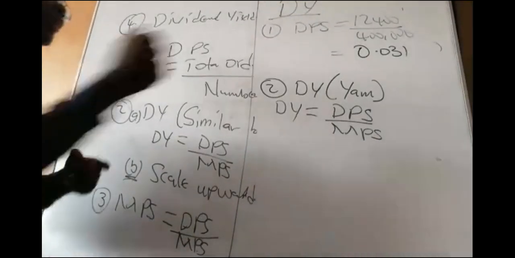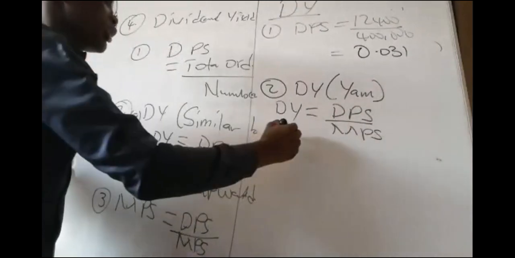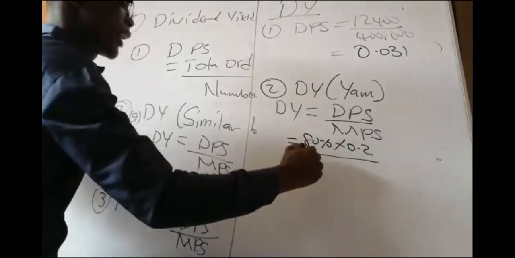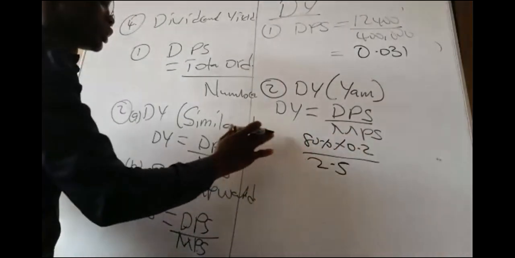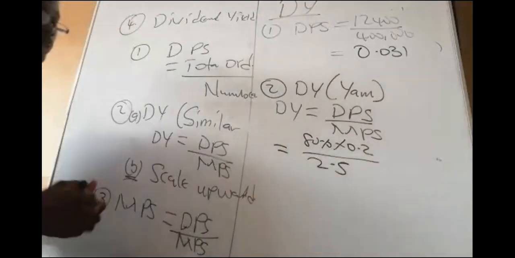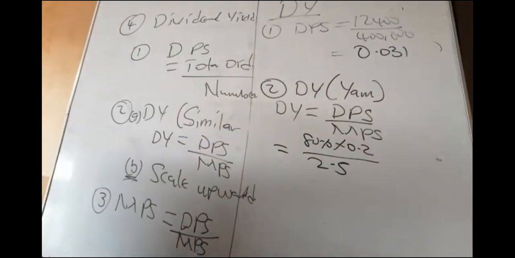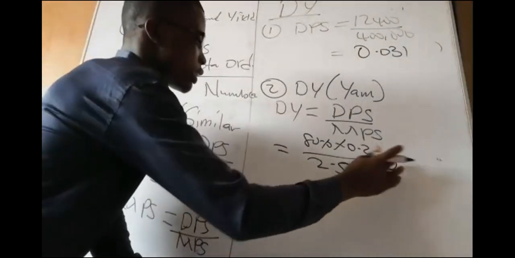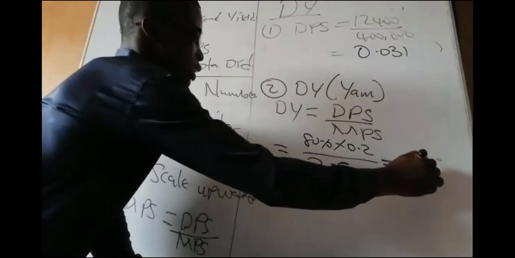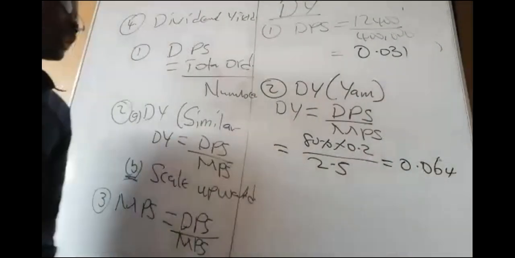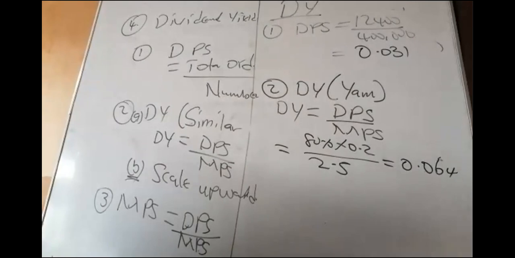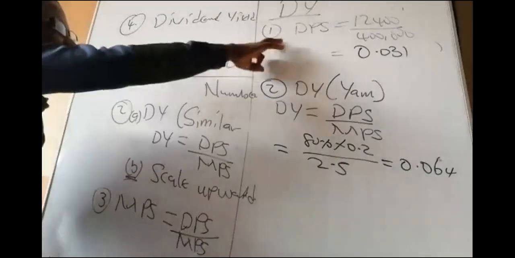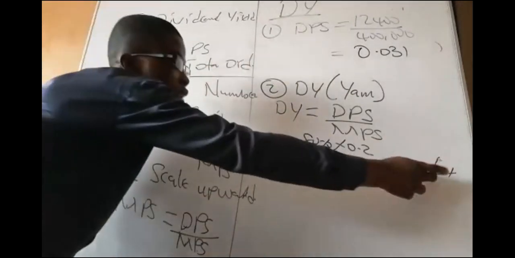So yeah, dividend per share is nothing but 80% times 0.2 divided by 2.5. The answer will be 0.064. Now, as usual, because Yam Limited is listed and Sweet Potato is unlisted, we cannot use this.